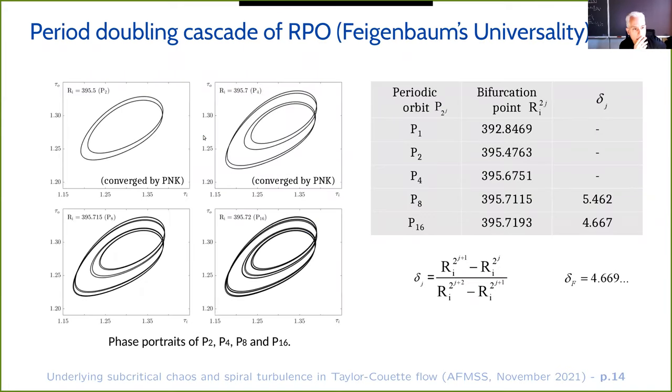Later on, if you monitor these periodic orbits, you see that they generate a period doubling cascade. When these periodic orbits become unstable, the only way to capture them is using a Poincaré-Newton-Krylov method, a PNK method. We have monitored where these period doubling bifurcations occur, and we try to confirm whether this cascade follows the classical Feigenbaum universality. Here you have the critical Reynolds number at which these periodic orbits appear. And already after five bifurcations, we have quite good agreement with the Feigenbaum constant.